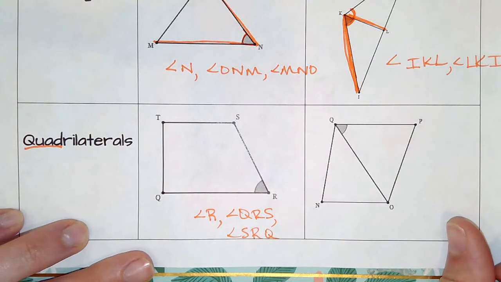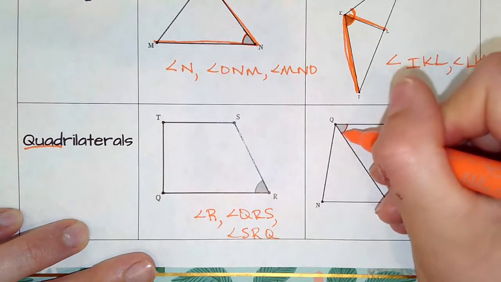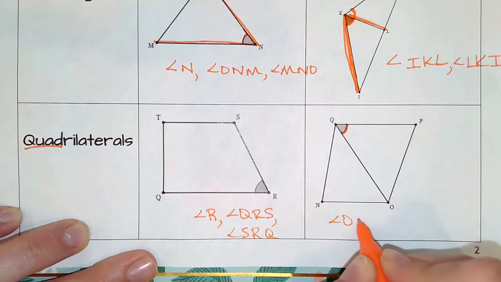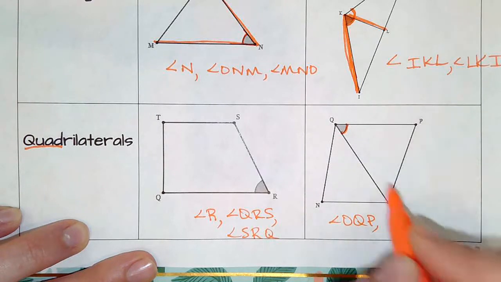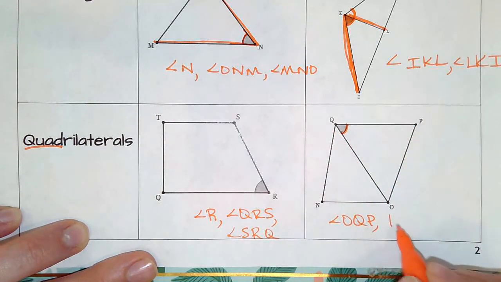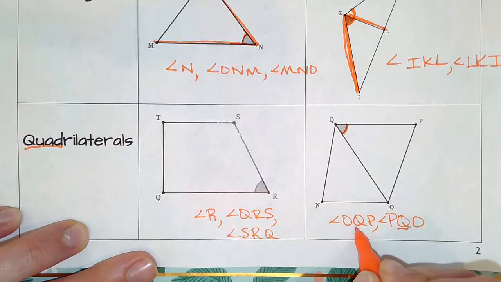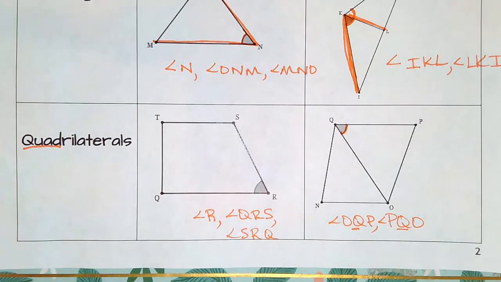Okay, and then the other quadrilateral, talking about this angle, so we cannot call it Q, we could call it OQP or PQO. So you can see how the vertex is here in the middle. And that's how you name angles.